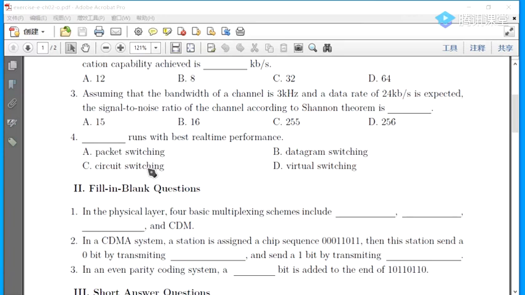Question 4. Which one runs with the best real-time performance? The best real-time performance is circuit switching. The basic switching methods include packet switching, circuit switching, and datagram switching. But circuit switching runs with the best real-time performance.